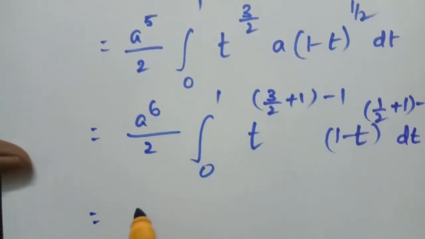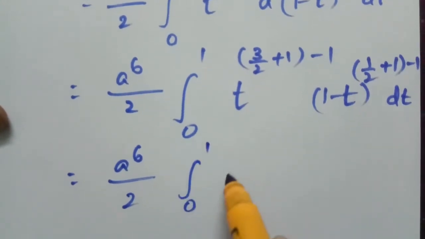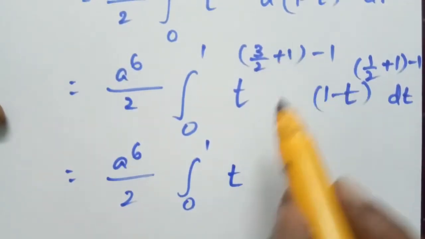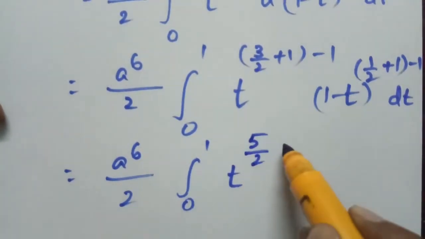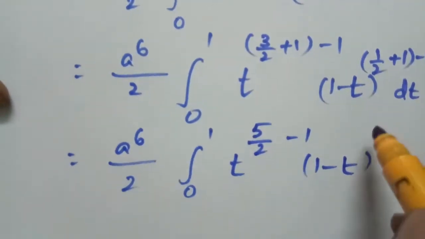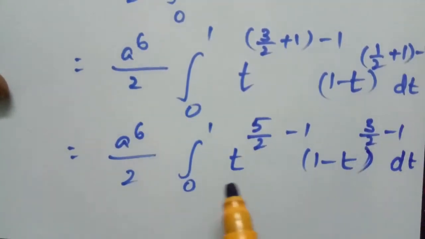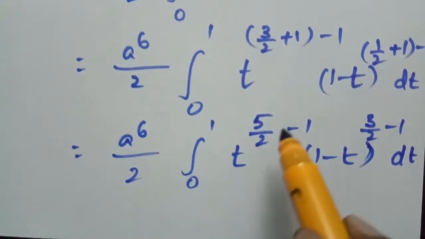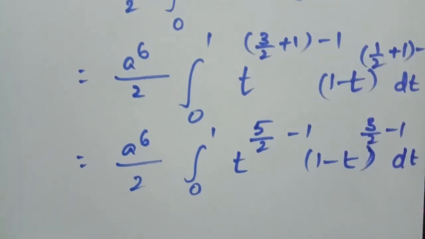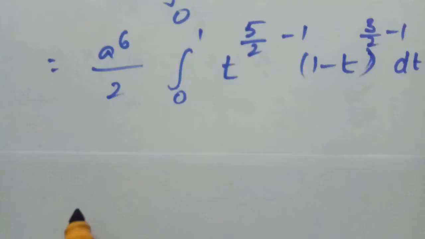Therefore, this is equal to a to the power of 6 by 2 into integral 0 to 1 t to the power of 3 by 2 plus 1, that is 3 plus 2, 5 by 2 minus 1, into 1 minus t whole to the power of 1 by 2 plus 1, 3 by 2 minus 1, into dt. Therefore, this is of the form integral 0 to 1 x to the power of m minus 1, 1 minus x whole to the power of n minus 1, that is beta m comma n, where m is 5 by 2, n is 3 by 2.